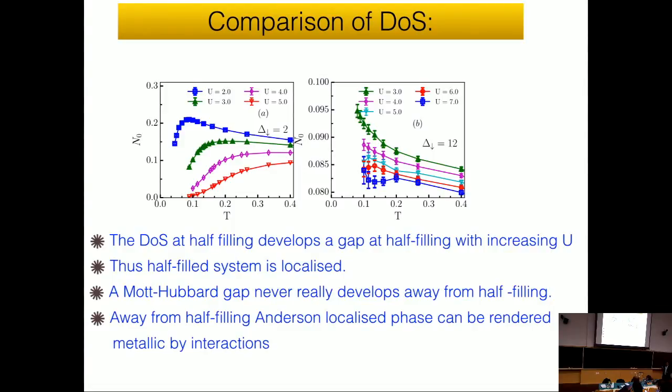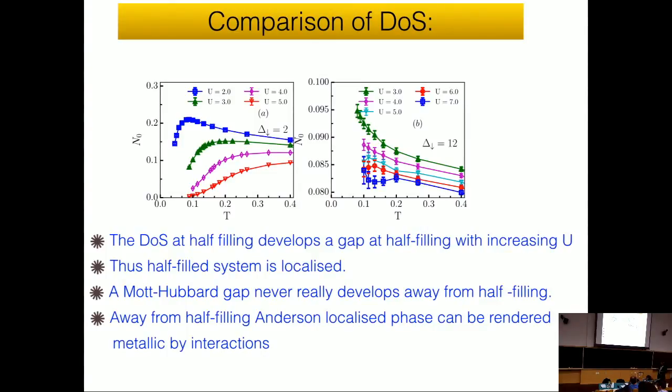Whereas away from half filling, the Mott-Hubbard gap is really not active. So at the Fermi level, there are still states that, in the absence of an interaction, are localized. But if you switch on an interaction, then the system can effectively delocalize, or these Anderson localized states can actually delocalize, and that is possibly what we are seeing in our system. So what we believe is that this is the case in all filling fractions away from half filling.